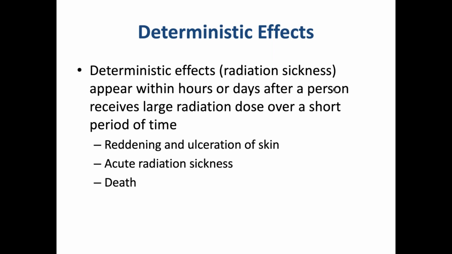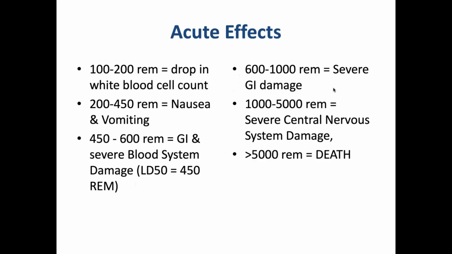Deterministic effects appear within hours or days after a person receives large doses of radiation: reddening and ulceration of skin, acute radiation sickness, and death. Okay, acute effects, deterministic effects. 10 to 200 millirems, a drop in white blood cell count. 200 to 450 millirems, nausea and vomiting. 450 to 600 rem, GI and severe blood system damage. LD50, I don't know what the LD50 is for, it's probably a specific animal, but LD50 is 450 rem. 600 to 1,000 rem, severe GI damage. 5,000 rem, severe central nervous system damage, and greater than 5,000 rem, almost 100% death.